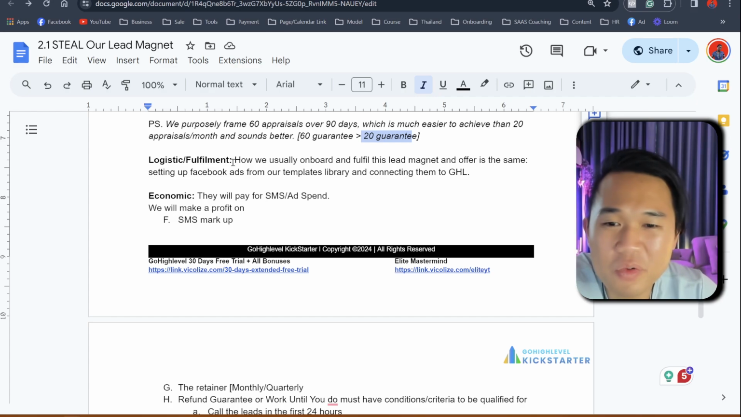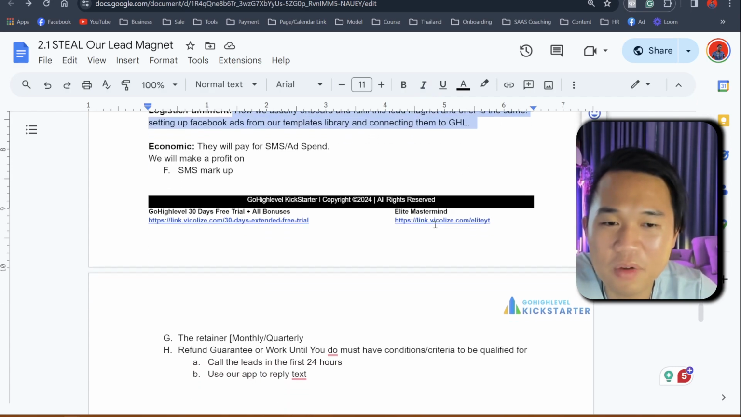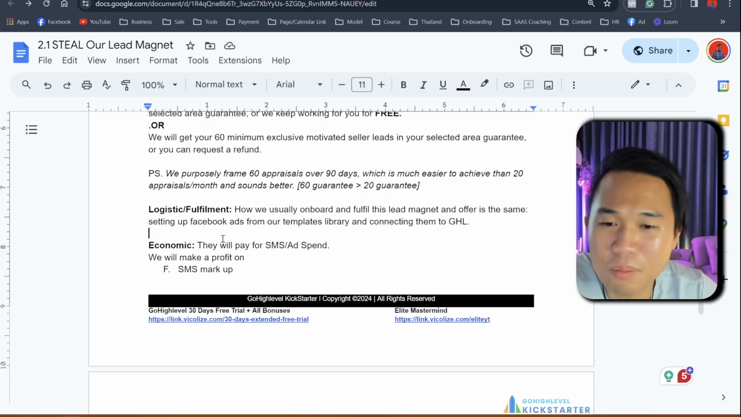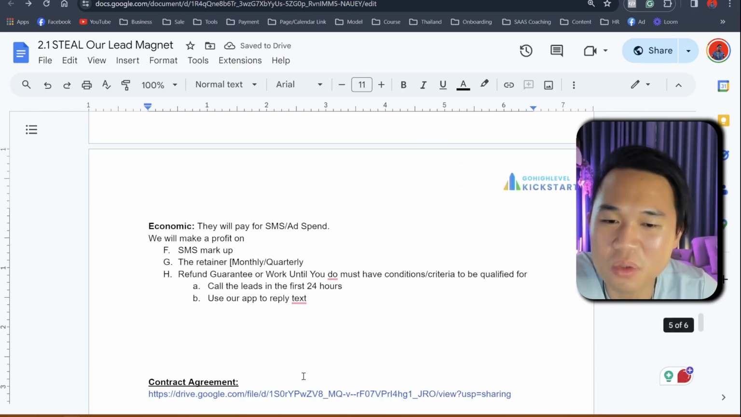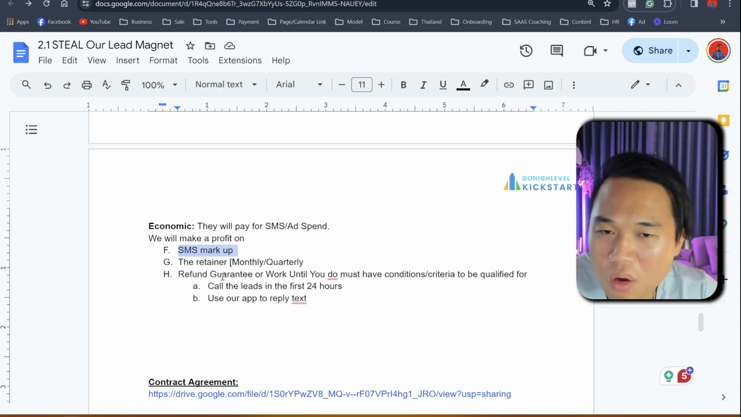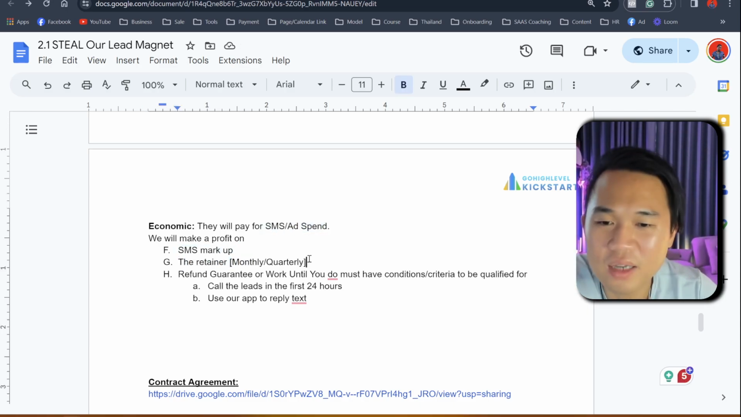The logistics and fulfillment: we obviously onboard and fulfill this lead magnet the same, just setting up Facebook ads and connecting it to HighLevel. Coming to economics, right? This is a guarantee that has a refund on it. So again, you need to protect yourself, right? We're going to get started with the simple one. They pay for ad spend and SMS. Obviously, we have SMS markup. That's the retainer, either monthly or quarterly.